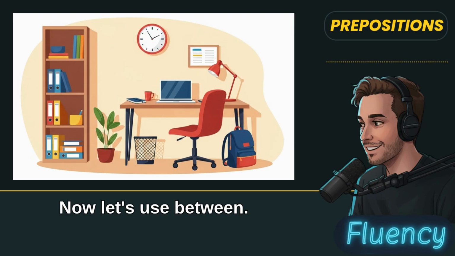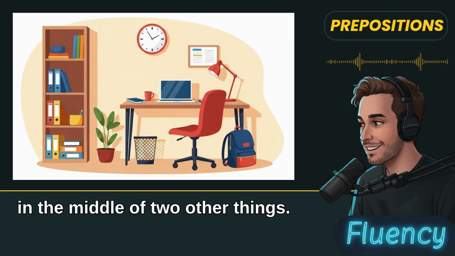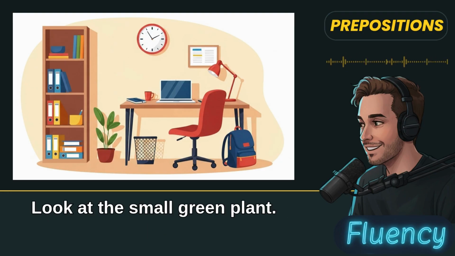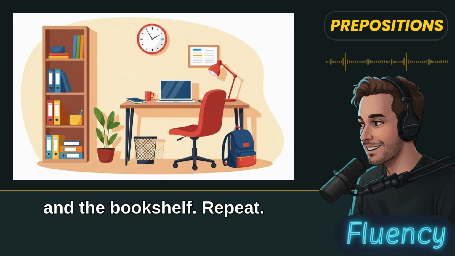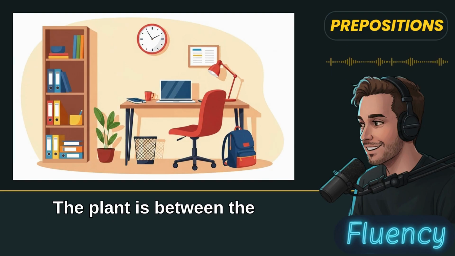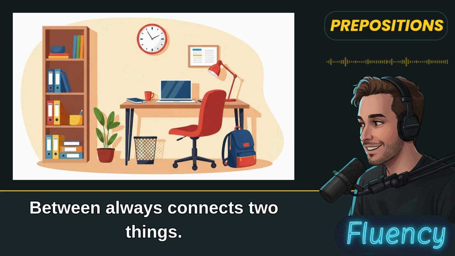Now, let's use between. We use between when something is in the middle of two other things. Look at the small green plant. Its position is between the desk and the bookshelf. Repeat. The plant is between the desk and the bookshelf. Between always connects two things.